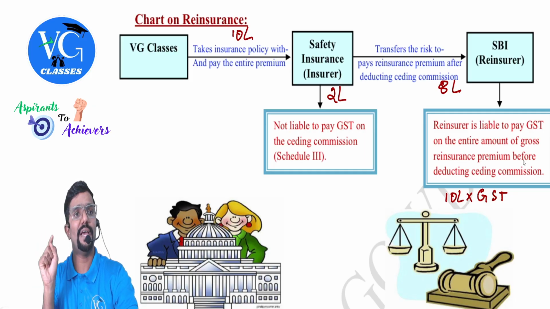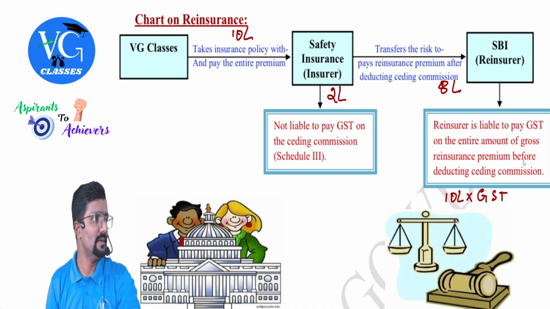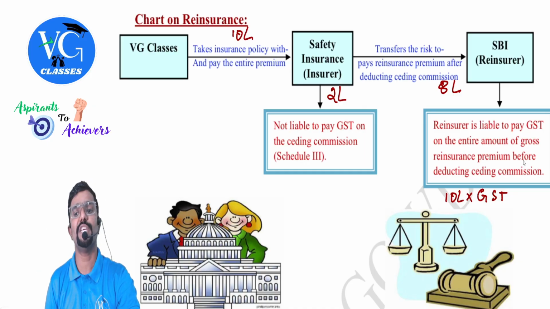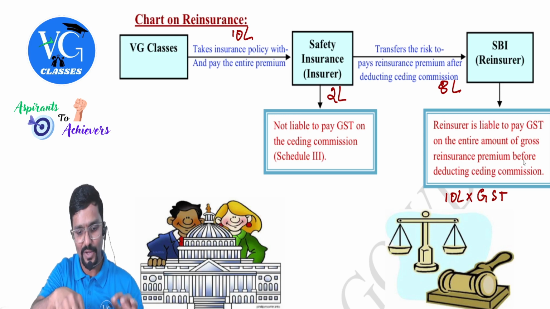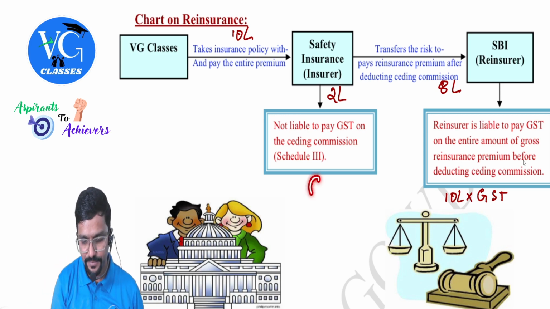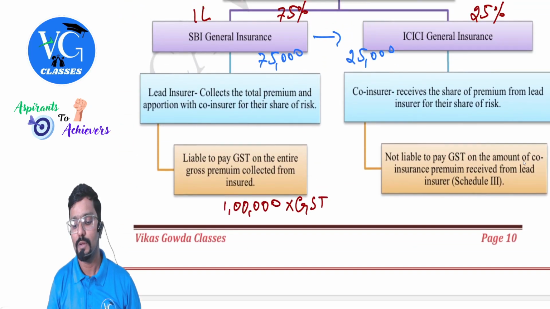But they are asking SBI, who is the reinsurer, to pay GST on the entire 10 lakh. When the reinsurer has paid GST on the entire 10 lakh, should the insurer pay GST again on 2 lakh? No. No GST on 2 lakh, guys. So I can just write here, no GST. Here also, no GST.